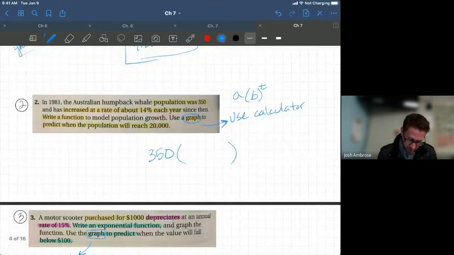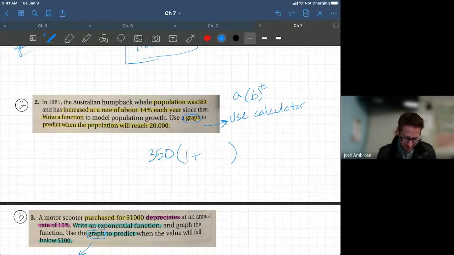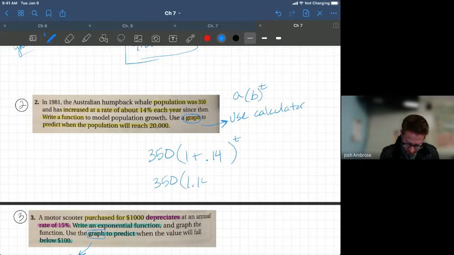Okay, so we're going to have a 1, scratch that. We're going to have a 1 plus, and then what are we talking about? We're talking about a 14% increase. So how do you write 14% as 0.14 brought to the power of t? And we can simplify this one step further and say that this is 350 parentheses 1.14 to the power of t. All right, so this is our function.